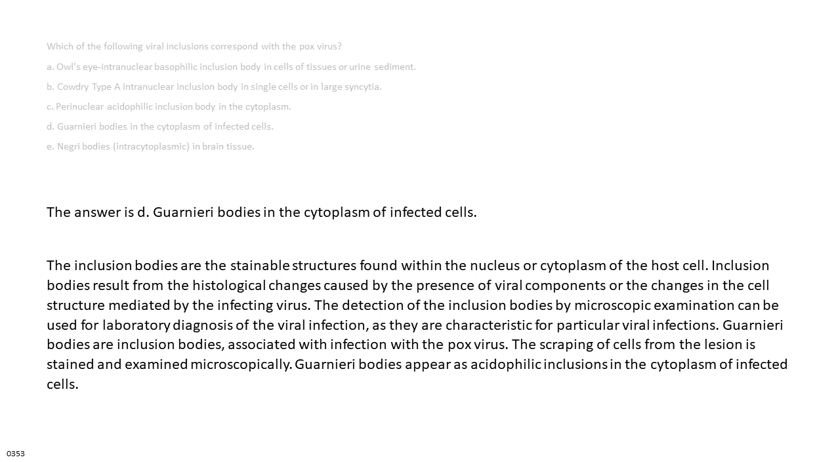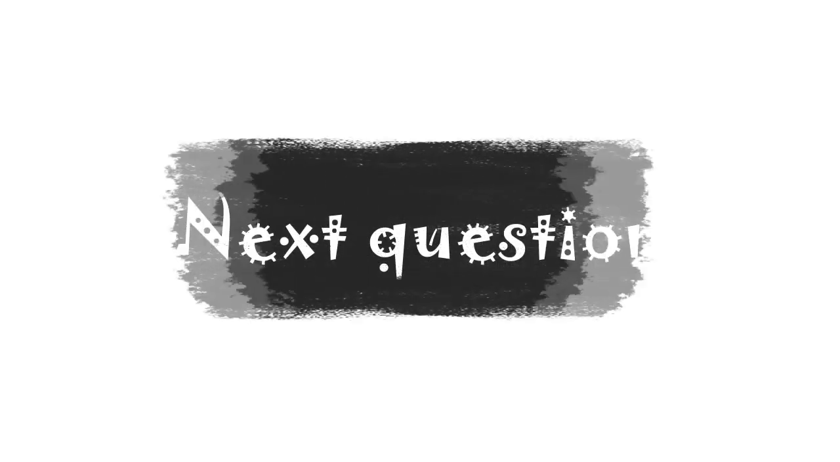Guarnieri bodies are inclusion bodies associated with infection with the pox virus. The scraping of cells from the lesion is stained and examined microscopically. Guarnieri bodies appear as acidophilic inclusions in the cytoplasm of infected cells.